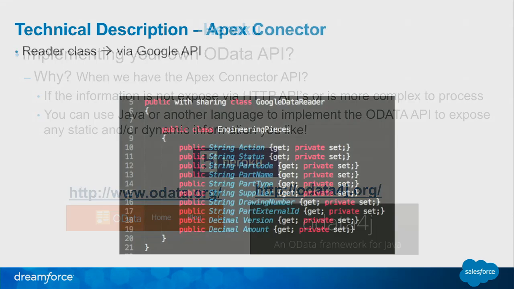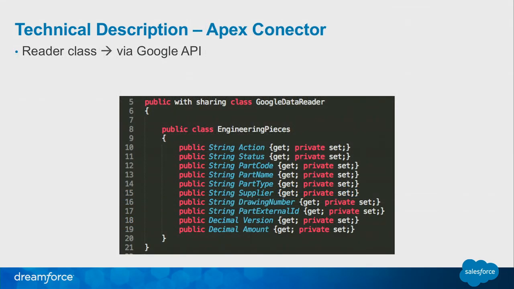Thanks, Andy. Okay, I will talk a little bit more about the Apex Connector. In order to create the connection with our Google Sheet with Apex Connector, we must implement two classes. First of all, this is not required, it's just the way that I have done it. Via the Google API, I have created a class, and inside of it, I have an inner class where I will store all my information. This is the one that I will use in order to feed the connection.